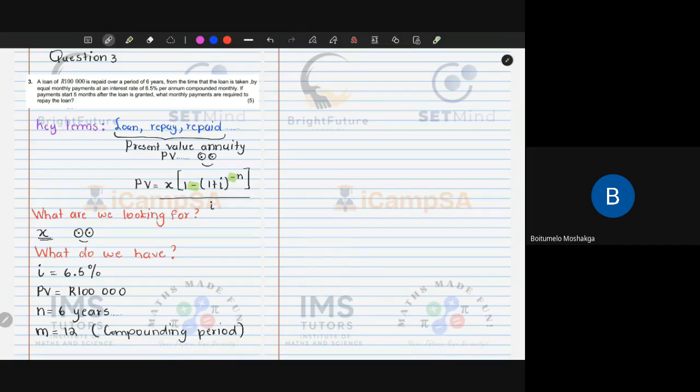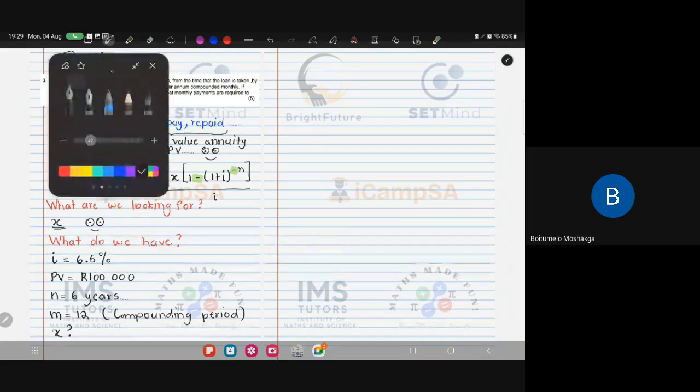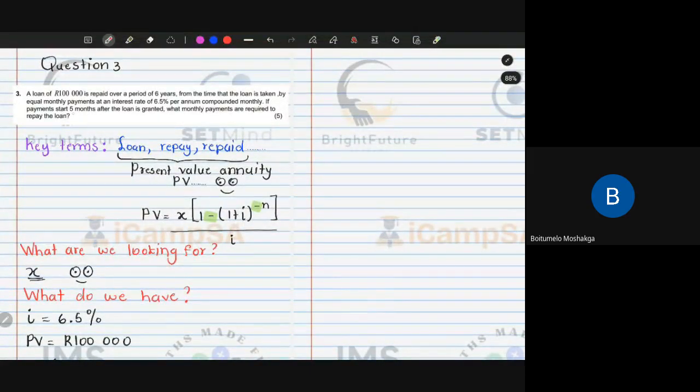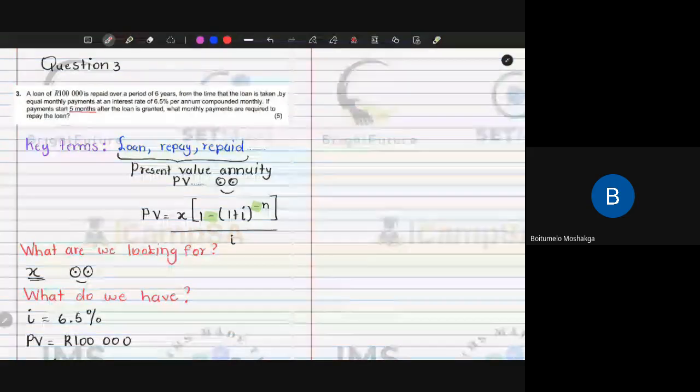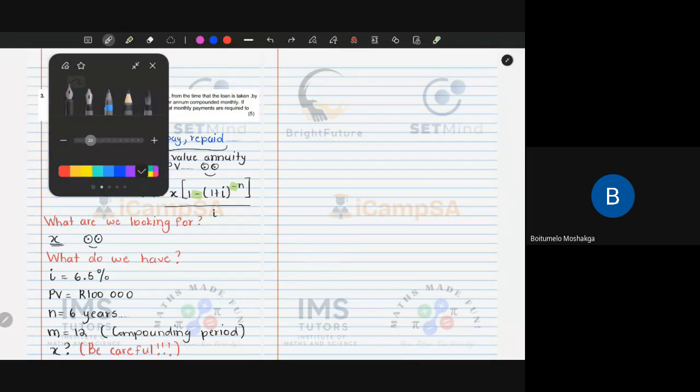Okay. So we have all what we need now. They're asking us, what is X? X is what we don't have. But we need to be very careful with this X here. If you look at our problem, guys, they say we start paying after 5 months. And this does matter because it affects our problem. So let's draw our timeline and see what happens.